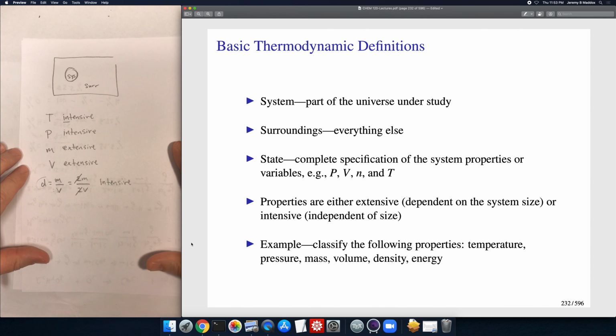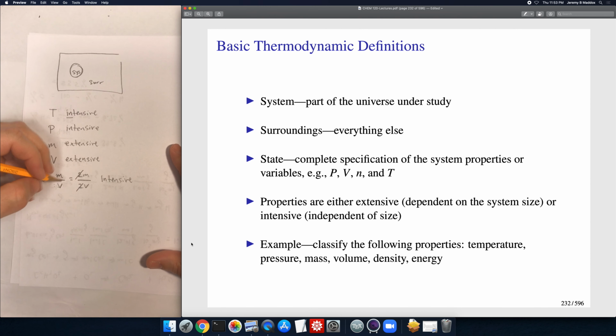Oh, the last one is kind of tricky as well. Energy, and I don't even know what symbol to use. I'm just going to use the symbol U, which we will use for the internal energy.